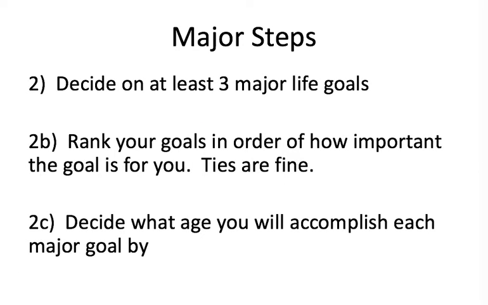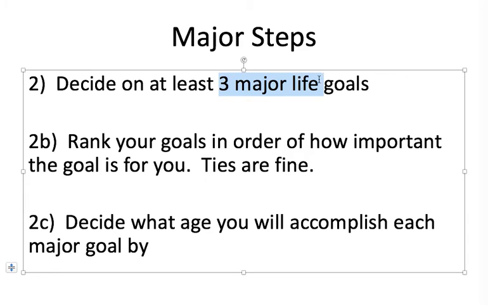So for this project, you're going to come up with at least 3 major life goals. And I'm putting at least here. If you have more goals than this, please list them. And then you're going to rank these 3 major goals in order of importance for you. And it's fine if there's ties. Maybe one of them is your most important, and then these two, you say they sort of tie in terms of next most important or something like that. Then you're going to decide what age you will accomplish each of those major goals by.